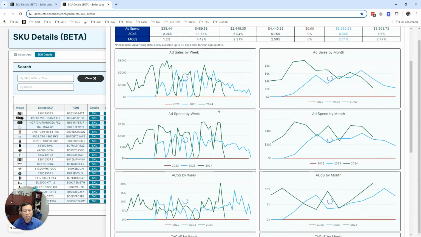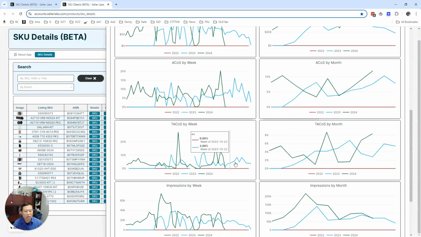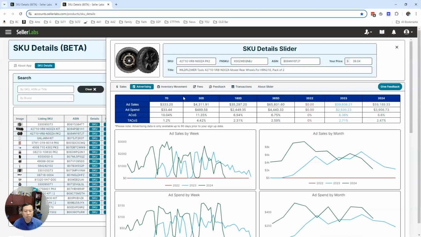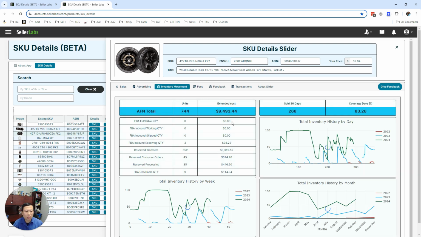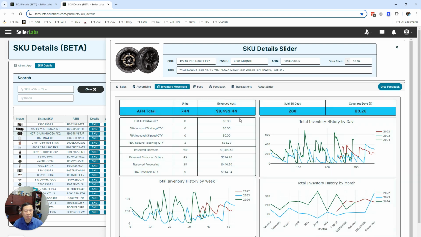In the advertising section, you can see ad sales, ad spend, ACoS, TACoS, impressions, and clicks. So some of the basics for advertising, but graphed over the year. And then the other thing that we're adding is inventory movement. You can see the amount of inventory you have and where it is in its current status, but also look back historically at how much inventory you've had over time, by day, by week, and by month. That way you can see if you're staying in stock or if you're getting too low, and investigate why. So that's what SKU Details allows you to do.